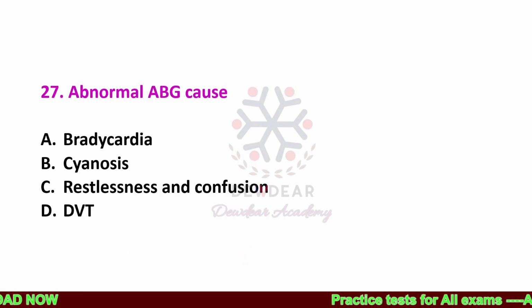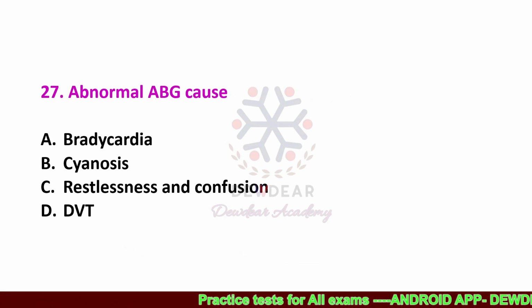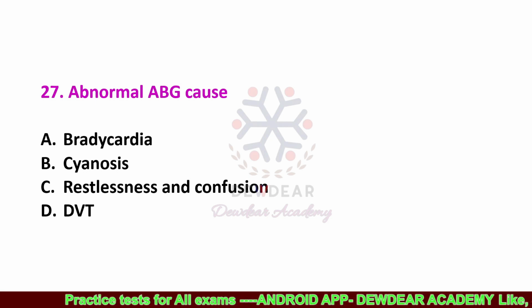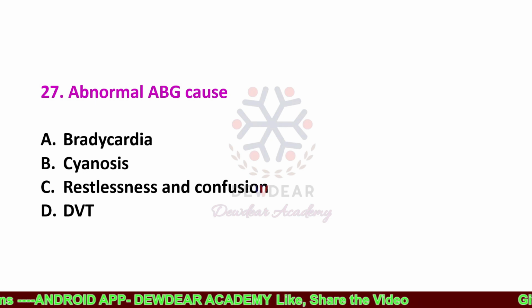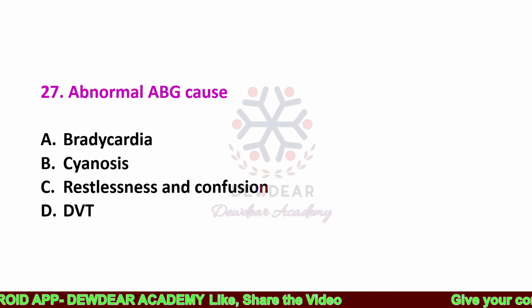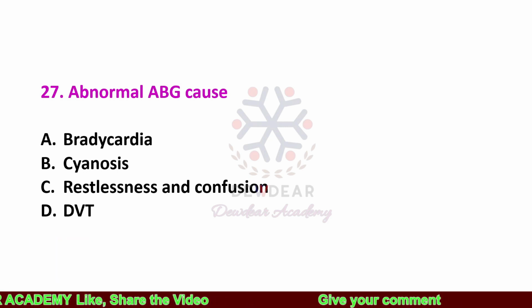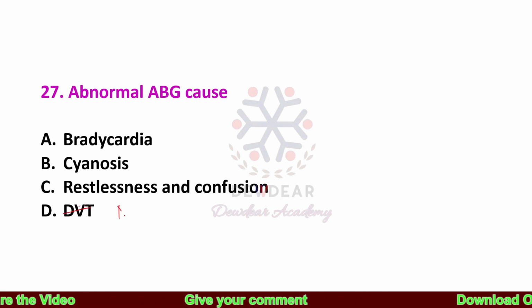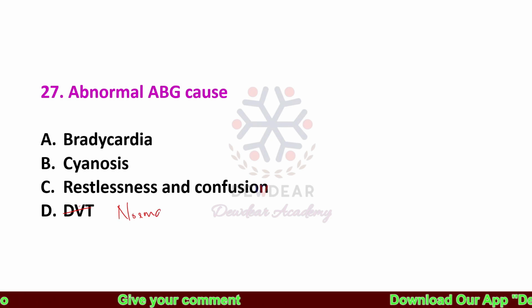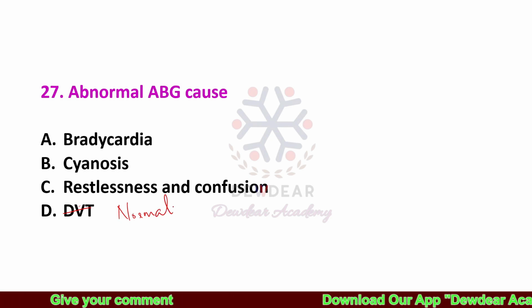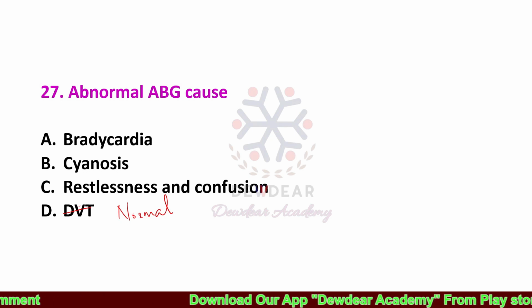Then question number 27. Abnormal ABG cause. Options: bradycardia, cyanosis, restlessness and confusion, DVT. Abnormal ABG cause. Options are bradycardia, cyanosis, restlessness and confusion, and DVT is not the option here. The option given here was normal. Bradycardia, cyanosis, restlessness and confusion, then normal.